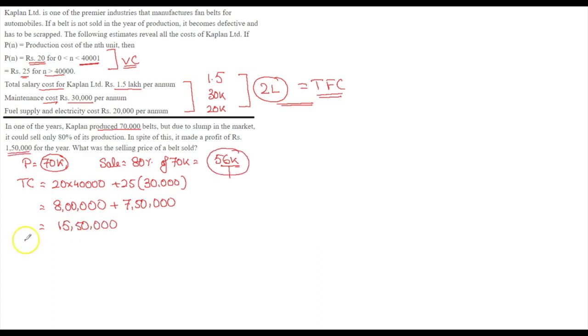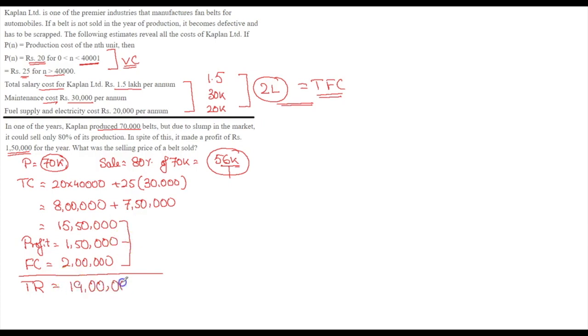Now to it, we have a profit of 1 lakh 50,000 rupees and a total fixed cost as 2 lakh rupees. So the total revenue I should generate should be equal to the sum of these three figures, which comes out to be 19 lakh rupees. And this total revenue of 19 lakhs is being generated by selling these 56,000 units.